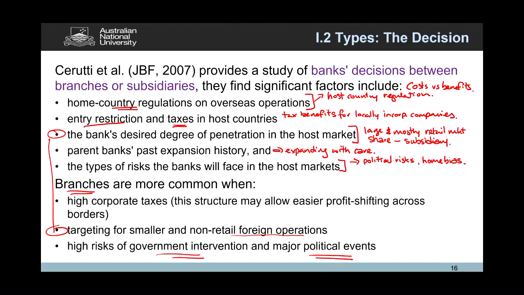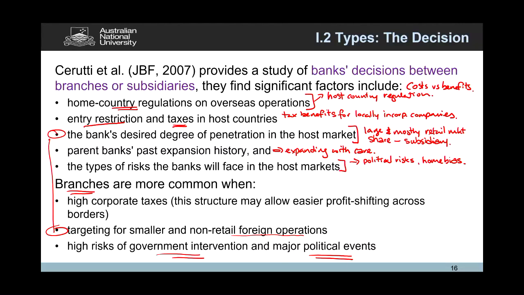If we are expecting that the country we're going to operate in is going to be disrupted by, say, war, by political uncertainty, by anything that we're not certain about, we might want to operate a branch. Why is that the case? Right, because we don't have capital in that country, right? First of all, remember what we talked about.